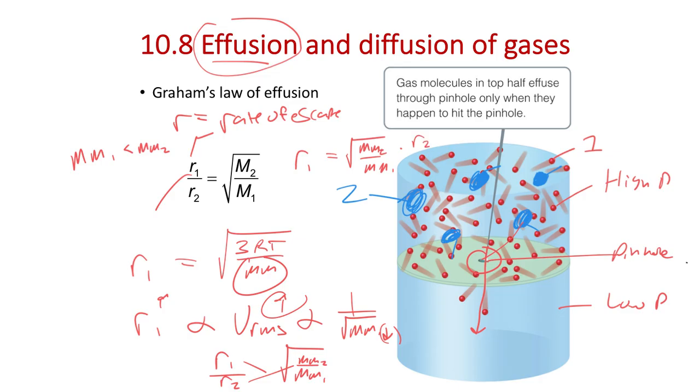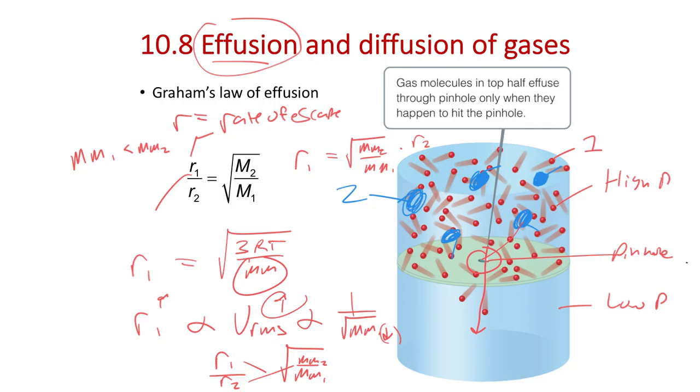And so the molar mass of particle 2 is higher, so the square root of molar mass 2 over molar mass 1 is greater than 1. So we're going to have a faster rate of escape for particle 1, that lighter particle. Again, we're not going to show math here. We're just thinking in relative terms: the lighter the particle, the faster it moves, the more often it hits the pinhole. The heavier the particle, the slower it moves, the less often it hits the pinhole, the slower its rate.